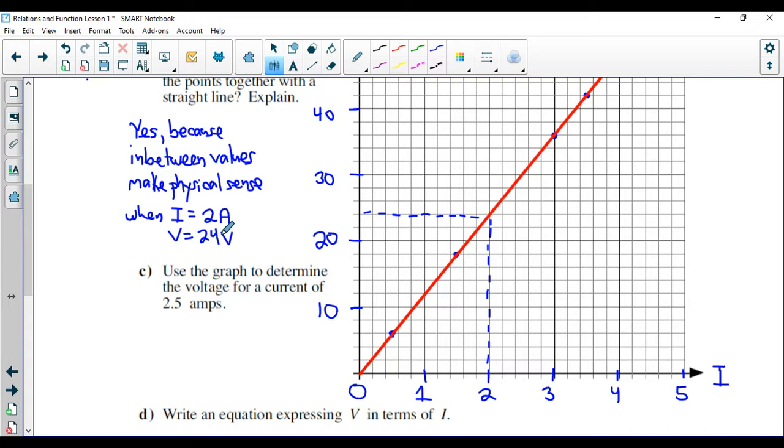C says use the graph to determine the voltage for a current of 2.5 amps. Okay, so what I would do here is locate where 2.5 amps is. That'd be between 2 and 3. And then we go all the way up to our line. Okay, and then from the line, we then go across to the y-axis. And then using the graph, it looks like when your current is 2.5, your voltage would be about 30 volts.